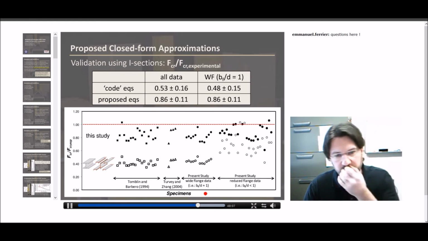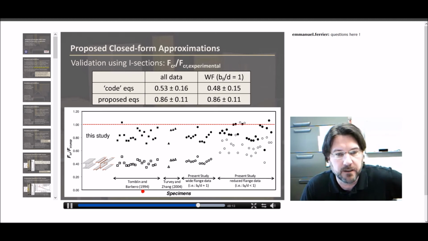And so what we wanted to do was take a look at this based on our data and based on experimental data available in the literature. And so we have plotted here some data available in literature from the 90s, Tomlin Barbaro's data, some data from Turvey and Zhang about 10 years ago, and then a range of our own data from wide flange shapes, from I shapes. This group of I shapes were as delivered, so the flange width is equal to the depth of the member, and then these are ones with cut down flanges, and so the flanges are becoming stockier here.